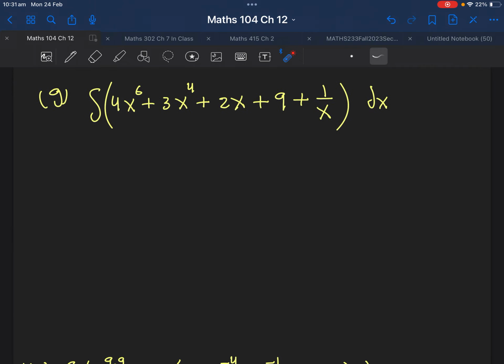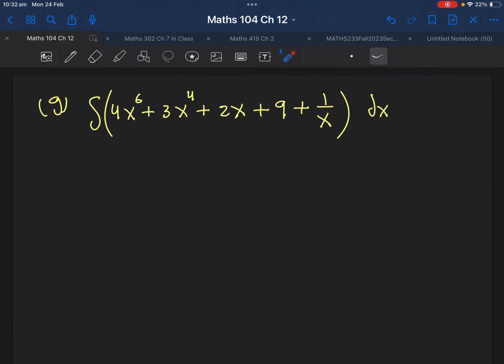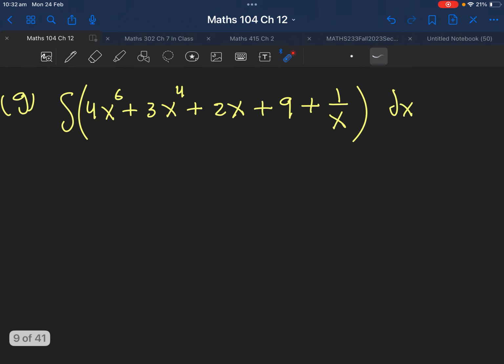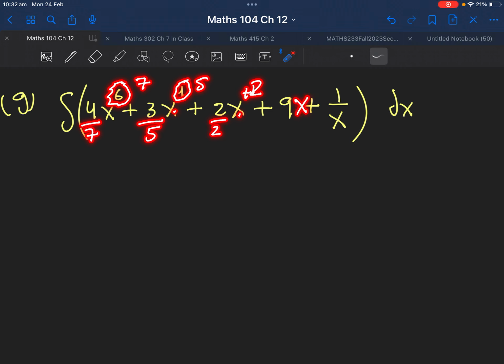Next question, we need to do the integration for each one of these. So what we will do is we have x power 6, it will become 7, and then we divide by 7. X power 4 will become 5, and we will divide by 5. X, we will add 1, it will be 2, and we divide by 2. 9, we just add x to it, and 1 over x, if we do it, it will be just ln x. So that's what we will get.